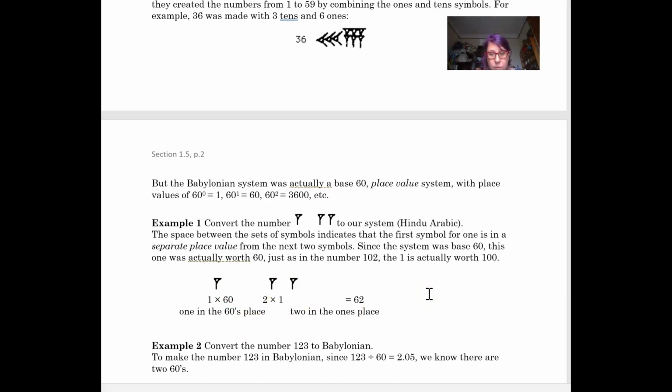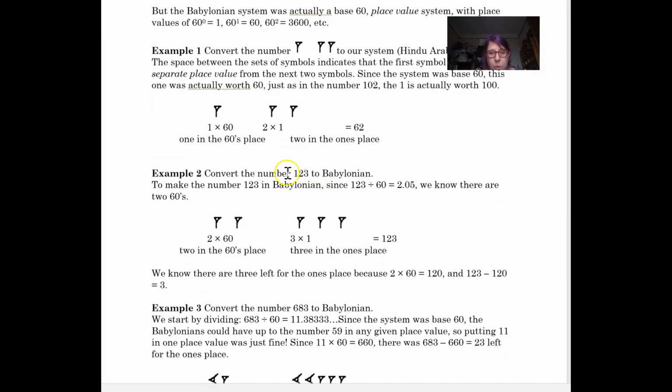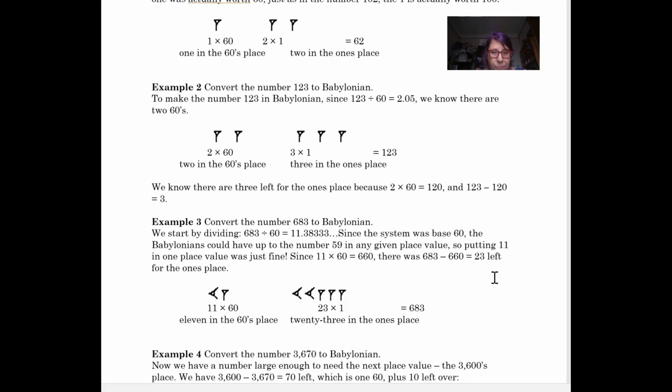That makes 62. So if we wanted to make a number like 123, you'd have to divide by 60 because you have a 60s place. So you have 2 in the 60s place. That's 120 so far, and then 3 more in the ones place. And you can subtract to see how much is left that you need for the ones place.